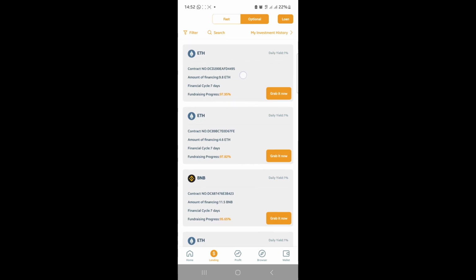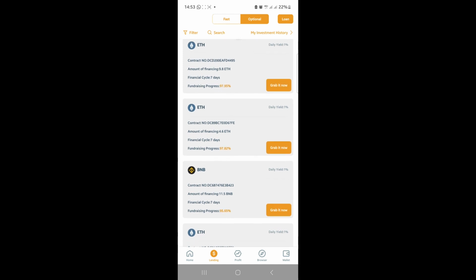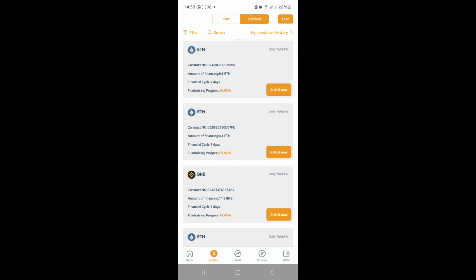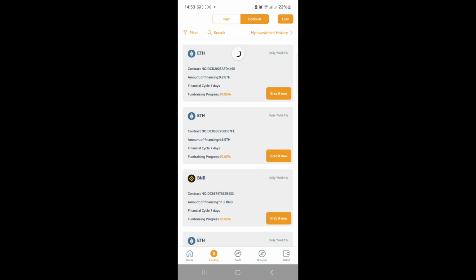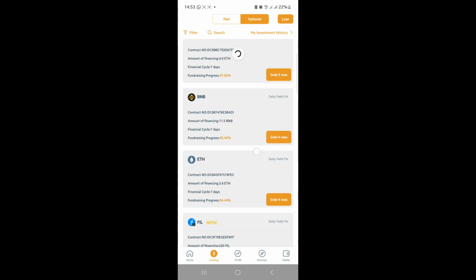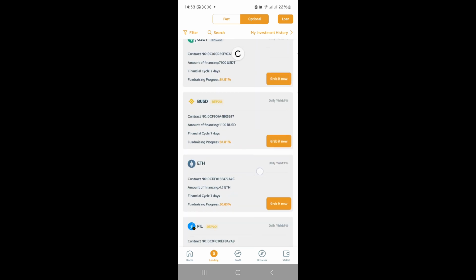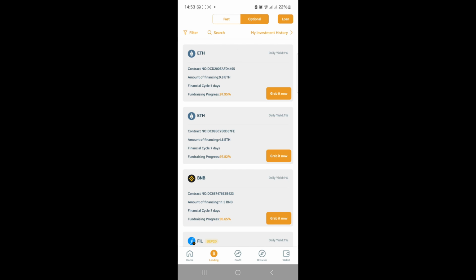If you see here in the first part, you see this person with the contract number DCD 200 so and so. He wants to borrow 9.80 Ethereum for 7 days. You can see the fundraising progress, which means the lenders who gave him this amount. He only got 97.95% of the amount that he wants to borrow. So for people who want to lend, this is another option to lend your capital. You can come here and see which coins people want to borrow. So you can come and say, grab it now.